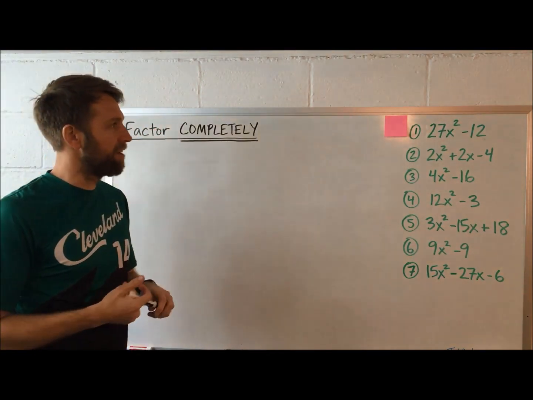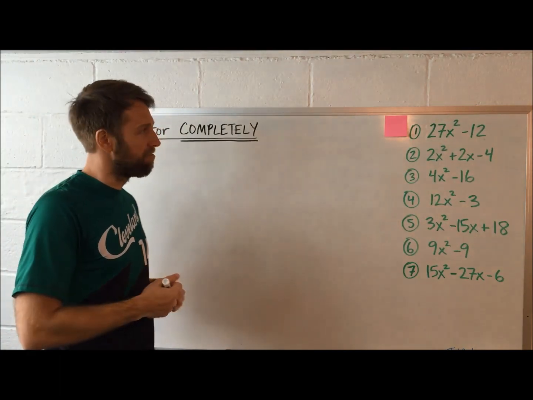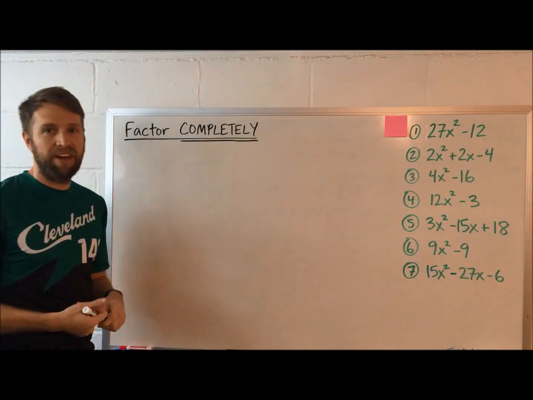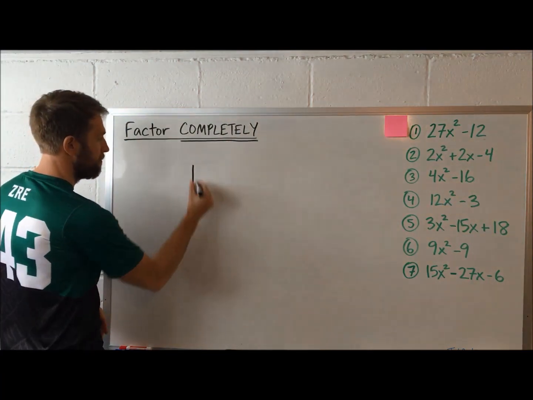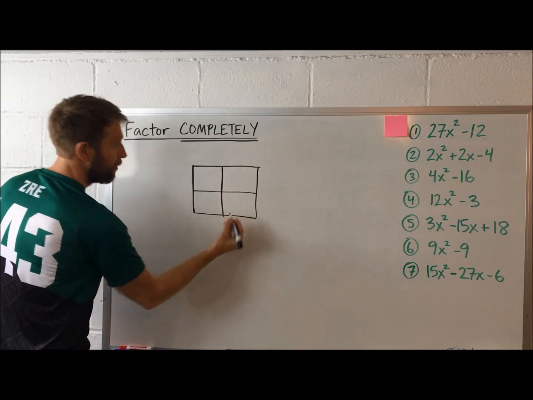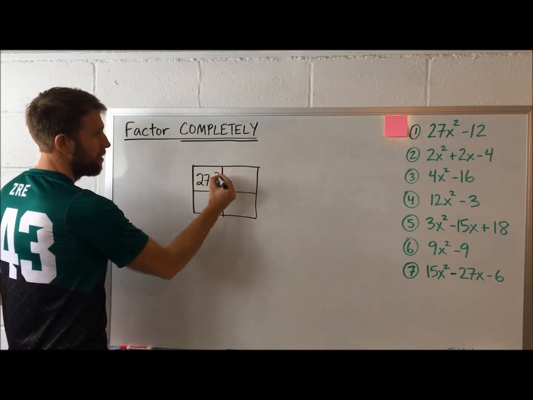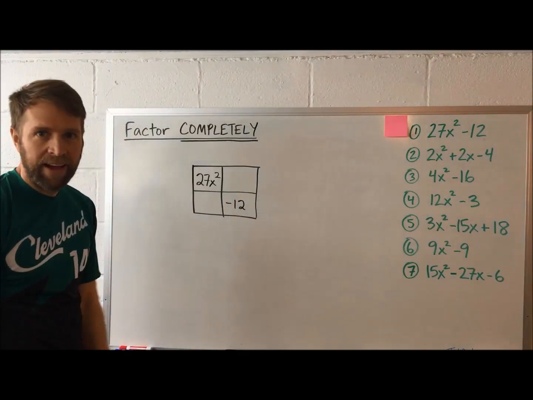But for the first problem, we got a factoring problem. We got x squared, so it's a quadratic, so we're going to factor this. We've factored before, but today we're going to learn how to factor completely. So if I were to go ahead and set up my factor boxes, I would put 27x squared in the corner. I would put negative 12 in the other corner, and I would multiply the diagonal.